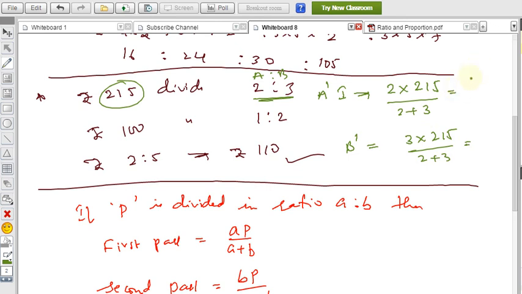215 into 2, 430 by 5, 86. Same for 215 into 3. Otherwise from the total you can subtract 86. Total is 215, right? From this, if you subtract 86, the remaining value will come. Otherwise 215 into 3, 645 by 5. So if you simplify, you get the value of B.